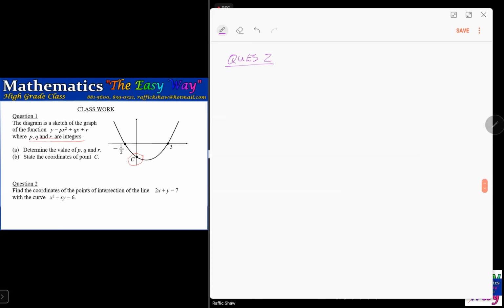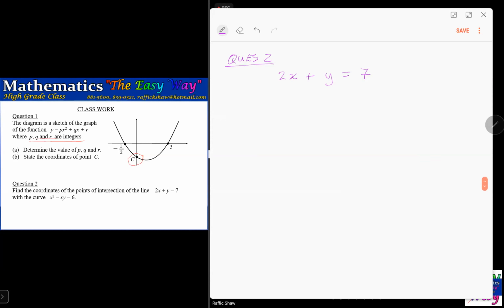All right. So they gave us the line, which is 2x plus y equals 7. They say find the points of intersection of the line and the curve. So to find the points of intersection, we have to solve them simultaneously. We're trying to find where they meet on a curve. And as I explained in the class, at the points of intersection, the x value on the line and the curve is the same, and the y value on the line and the curve is the same.